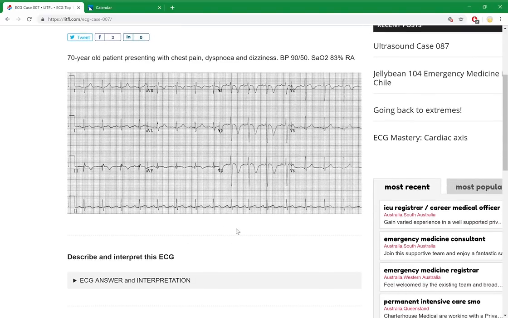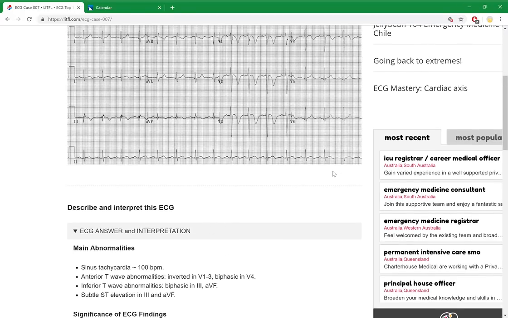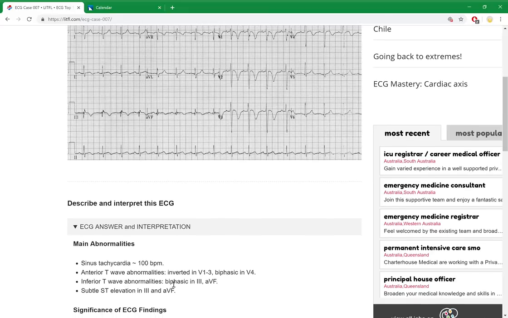It's a pretty complicated EKG, so let's just look at the professional interpretation. So sinus tach, which is important. The heart rate's a little fast, but it is sinus. Anterior T-wave abnormalities are inverted in V1 through 3, biphasic in V4, like we said. Remember, biphasic means it goes up and down.